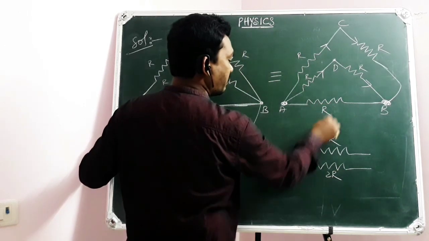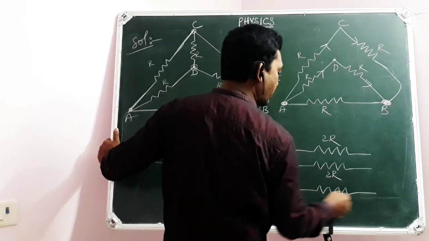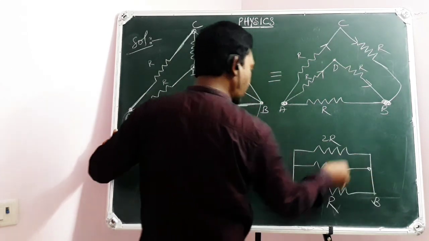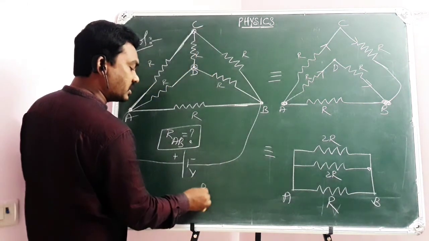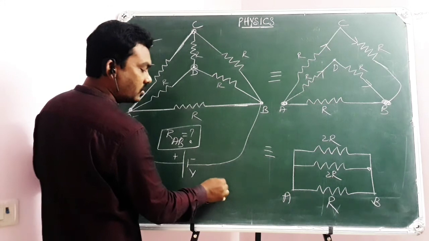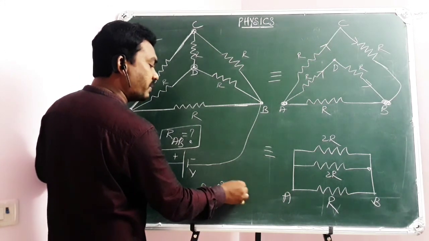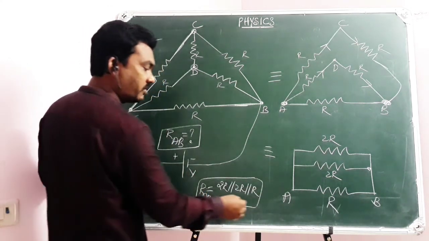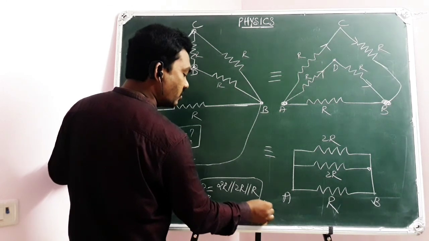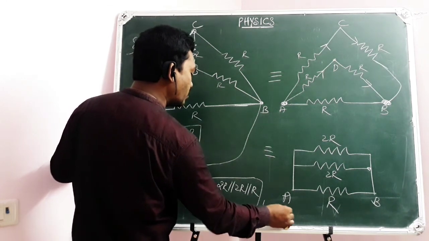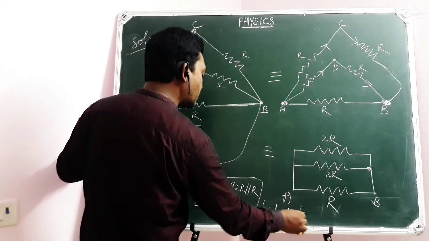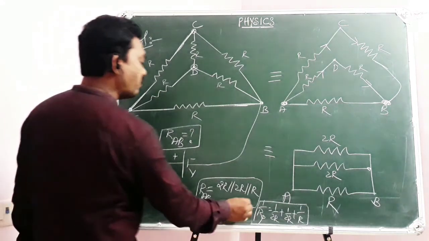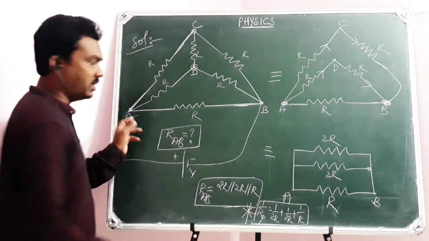But here there is one more R between A and B. These are all between A and B, so these are all in parallel. So the equivalent resistance across AB is 2R in parallel with 2R in parallel with R. This is to be simplified. You know the basic fundamental equation, 1 by Rp equals 1 by R1 plus 1 by R2 plus 1 by R3. Will you simplify this? Yes, you can, and you will come to the solution for the equivalent resistance across AB.